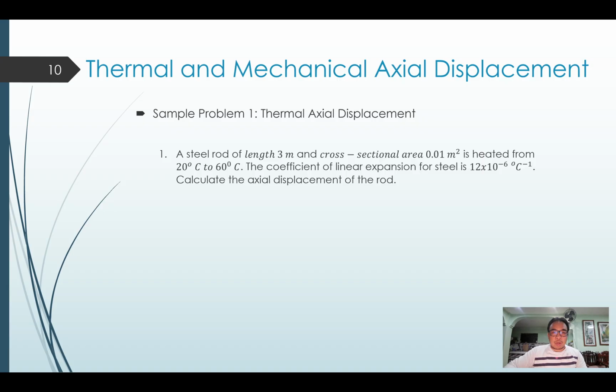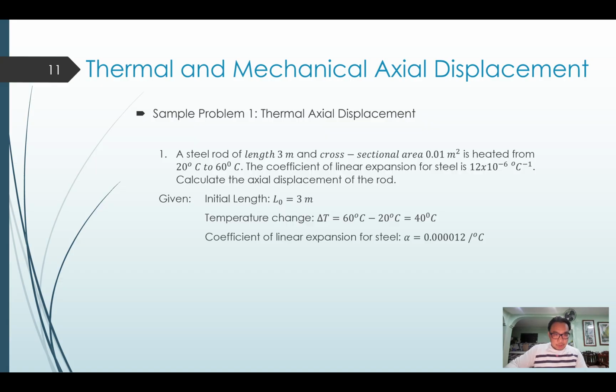We have sample problem 1 regarding thermal axial displacements. A steel rod of length 3 meters and a cross-sectional area of 0.01 meter squared is heated from 20 degrees Celsius to 60 degrees Celsius. The coefficient of linear expansion for steel is 12 times 10 raised to negative 6 per degrees Celsius. Calculate the actual displacement of the rod. We will be determining the given initial length. L₀ is equal to 3 meters.